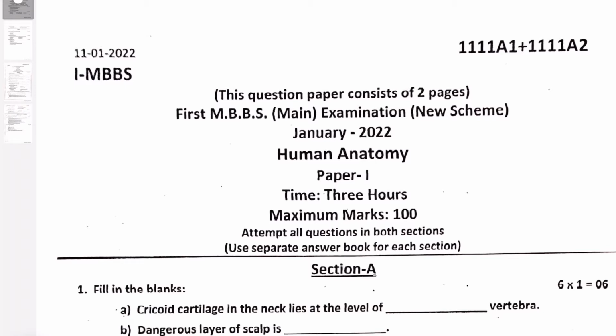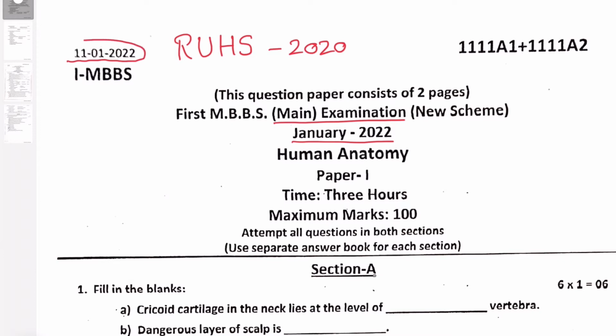Here I'm going to solve this question paper of MBBS first year from RUHS, that is Rajasthan University of Health Sciences. This question paper is for students admitted in 2020. This is a main examination for those students, but this exam was conducted in January 2022. That's 11th of January 2022. Okay, so this is Human Anatomy Paper 1.